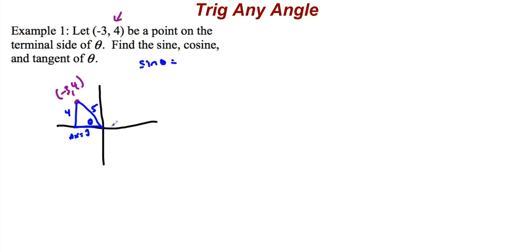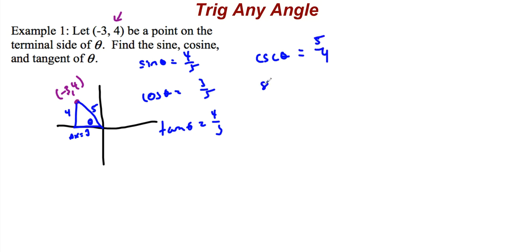Sine of theta is equal to 4 over 5. Cosine of theta is equal to 3 over 5. Tangent of theta is equal to opposite over adjacent, so 4 over 3. And of course we have our reciprocal functions, cosecant 5 over 4, our secant, which is 5 over 3, and our cotangent, which is equal to 3 over 4. Okay? Now the key is that radius is going to be positive.